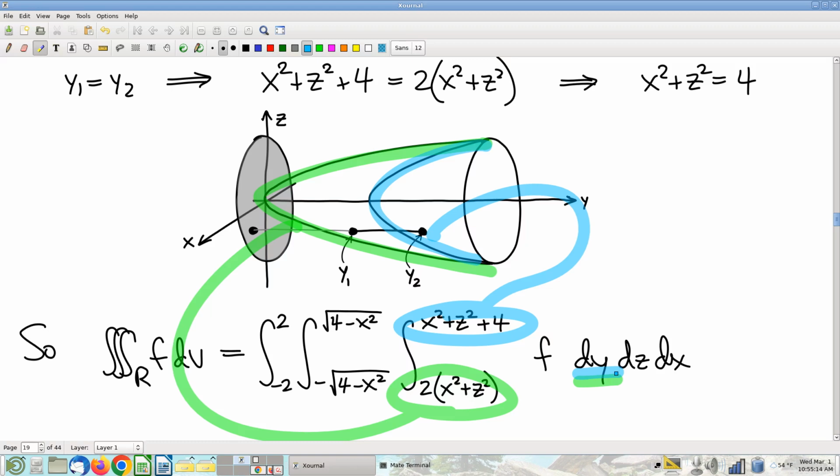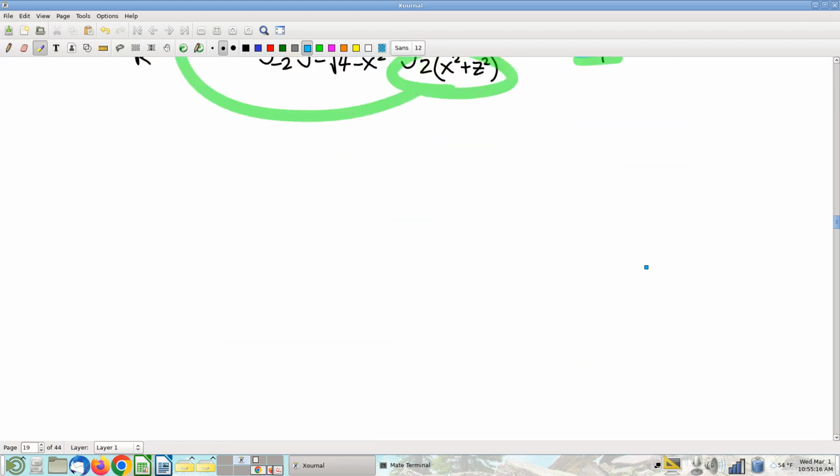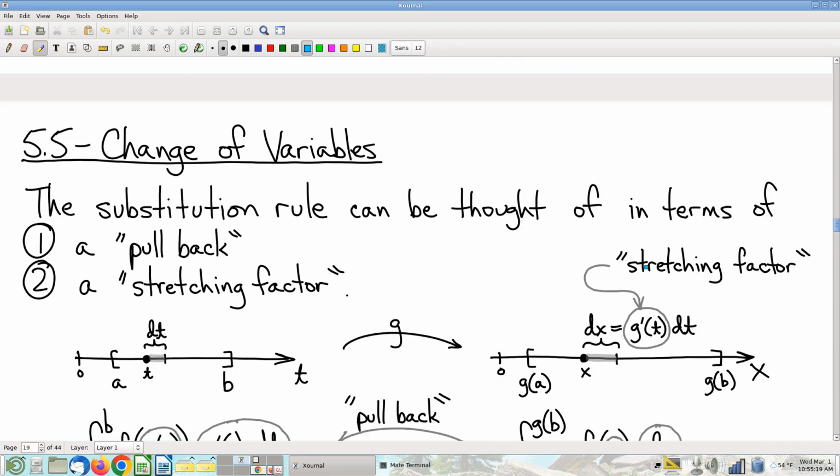Okay. All right, moving along. So that does it for 5.4. We're moving now into 5.5.